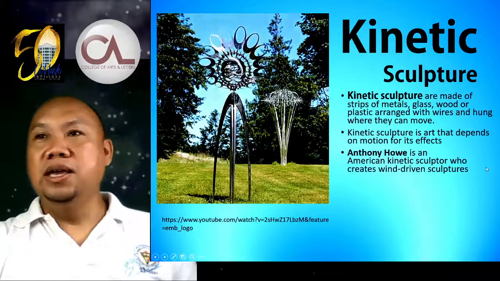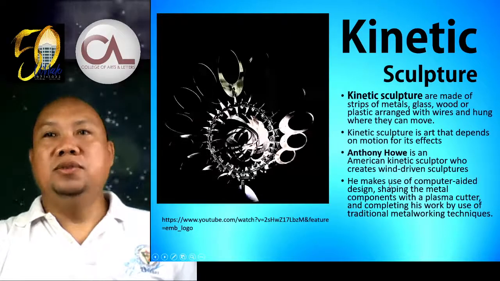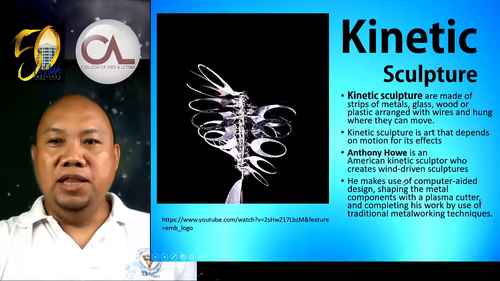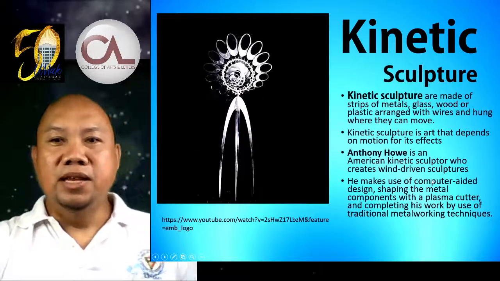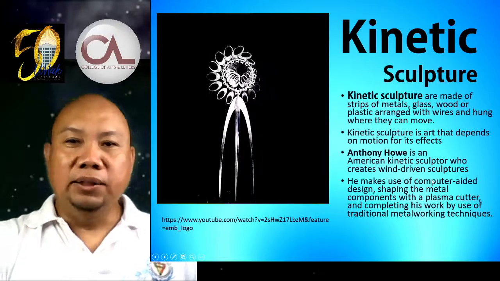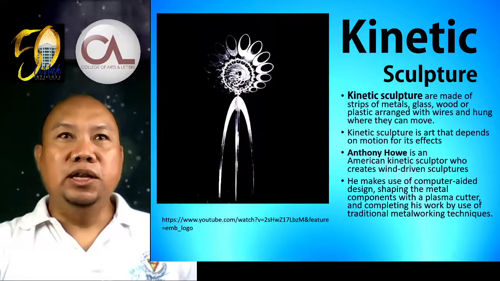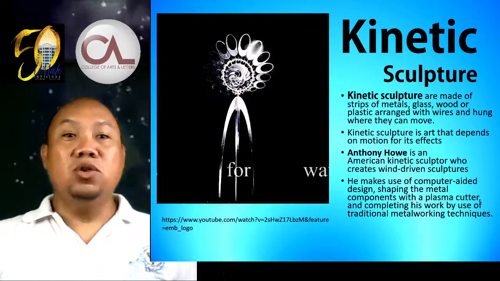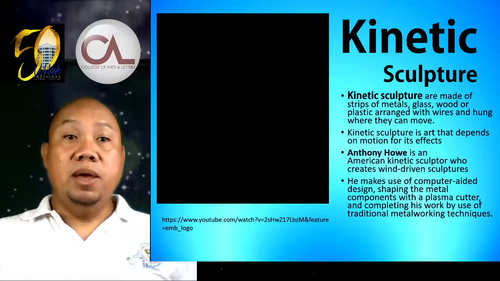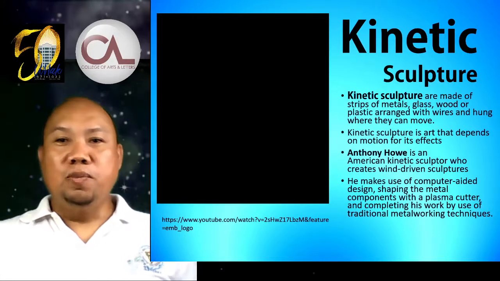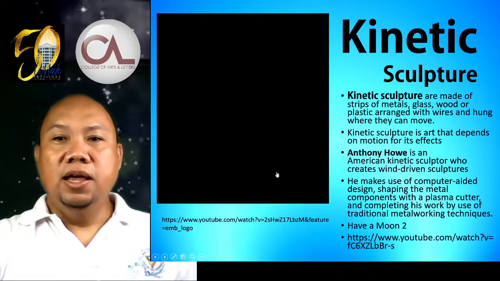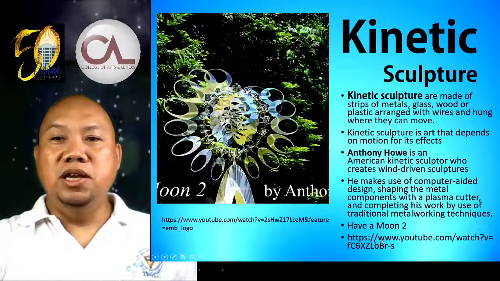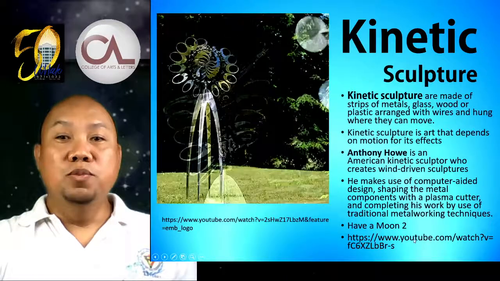So how did Anthony Howe create his sculpture? He makes use of computer-aided design, then shapes the metal components with a plasma cutter and completes his work using traditional metalworking techniques. So he does welding, soldering, all the traditional metalworking techniques. He combined all of those. And the title of this sculpture is Have a Moon. You can watch his other works on YouTube.